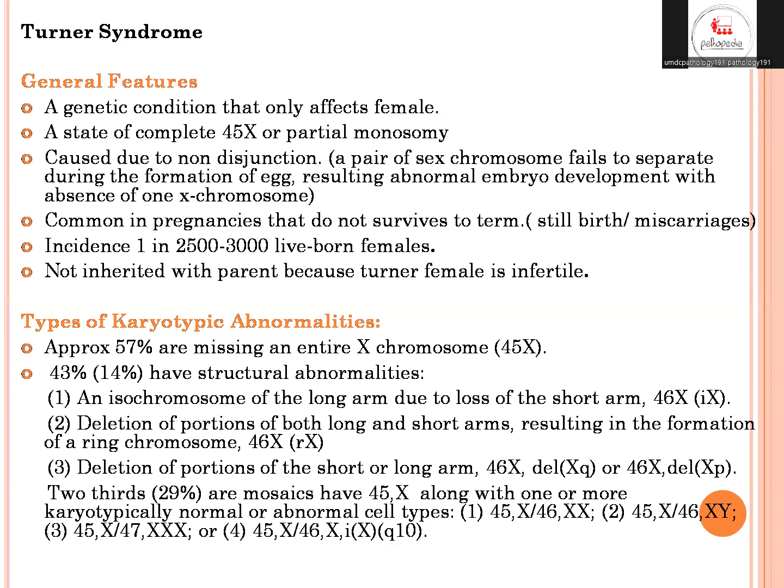There are types of karyotypic abnormalities that occur in Turner syndrome: 57% are missing an entire X chromosome, and 43% have other abnormalities. Among the 43%, 14% have structural abnormalities, like number one, an isochromosome of the long arm with the loss of the short arm, 46,X,i(Xq). Number two, deletion of portions of both long and short arms, resulting in the formation of a ring chromosome. Number three, deletion of portions of the short arm or long arm. And 29% are mosaics, which have 45,X along with one or more karyotypically abnormal or normal cell types.